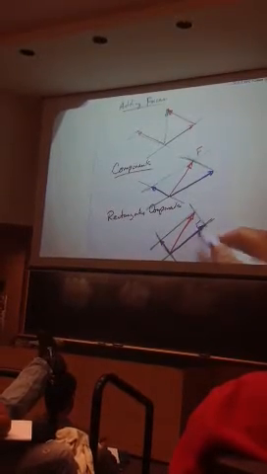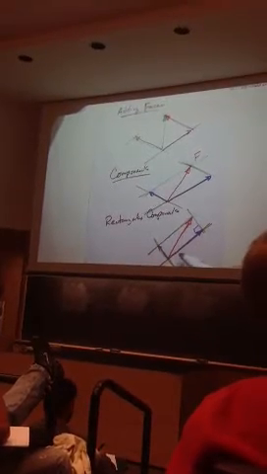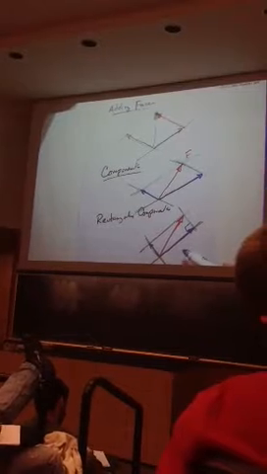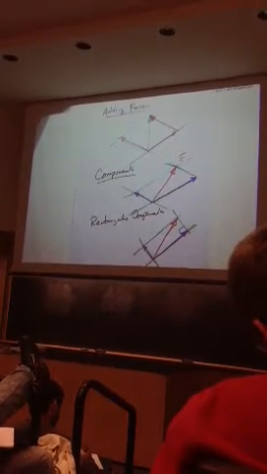Since we now have a right triangle, we can use simple trigonometry. Sine of the angle is opposite over the hypotenuse. Cosine of the angle is adjacent over hypotenuse. And we can find the sides that we're looking for.